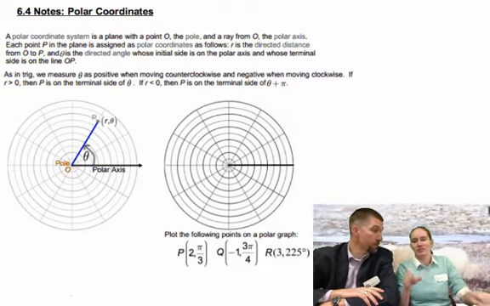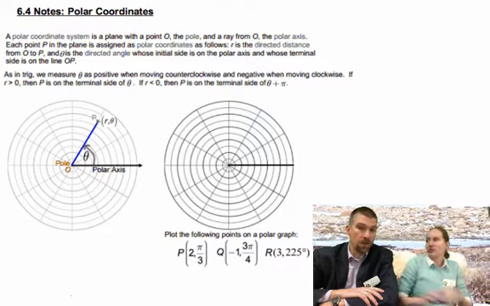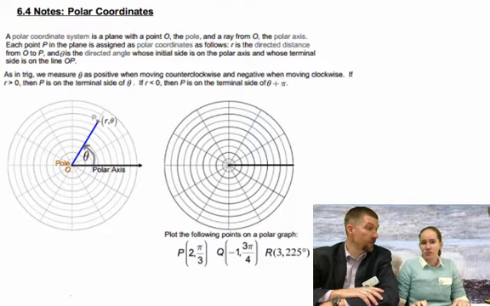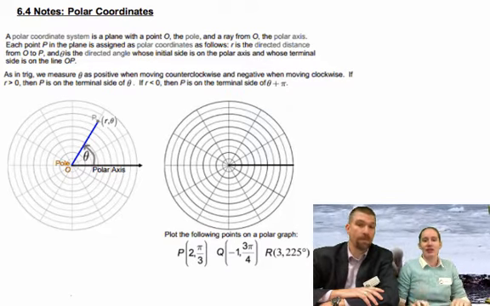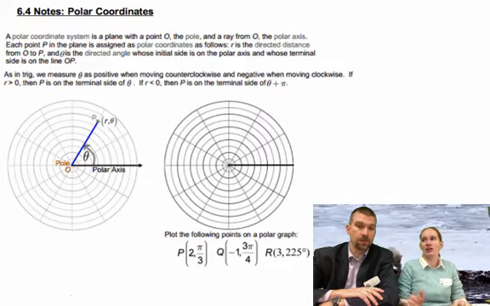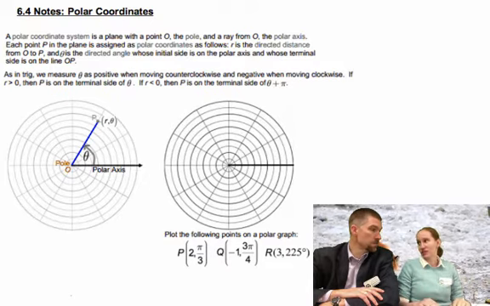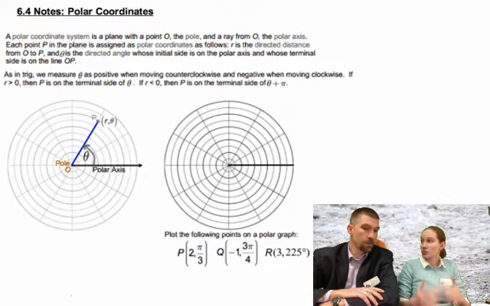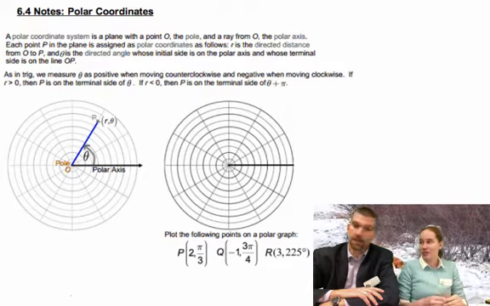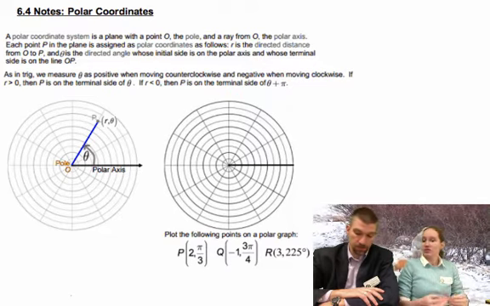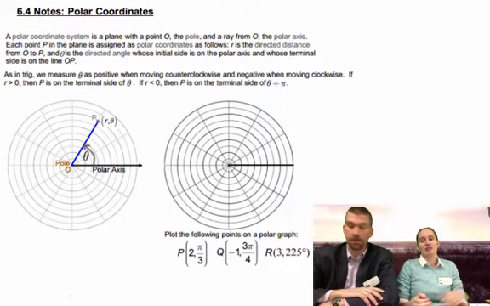Here's the deal. We have this thing called the rectangular coordinate system, which is where we've lived our entire lives. Now we're going to talk about a different way of looking at graphing things. We're in a completely different coordinate system. So we have similar rules, but they're not exactly the same. We're no longer going to be using X's and Y's. Instead, we're going to call our points R and theta.